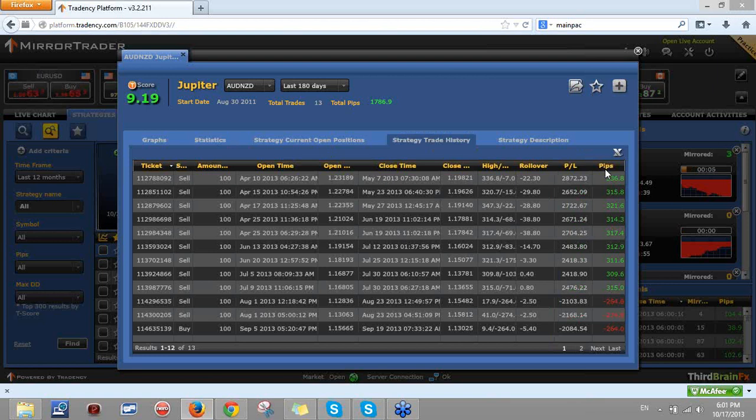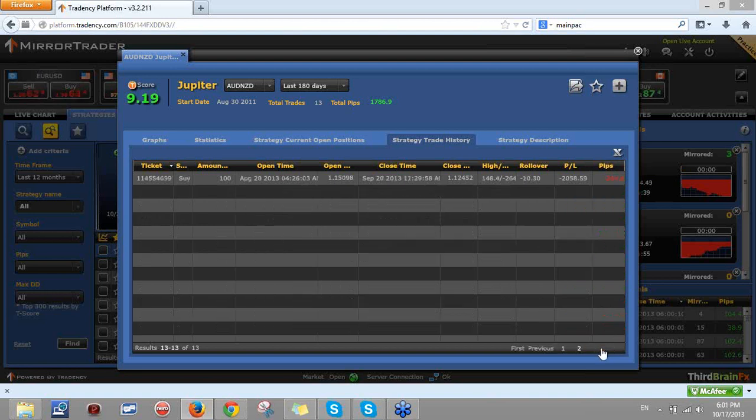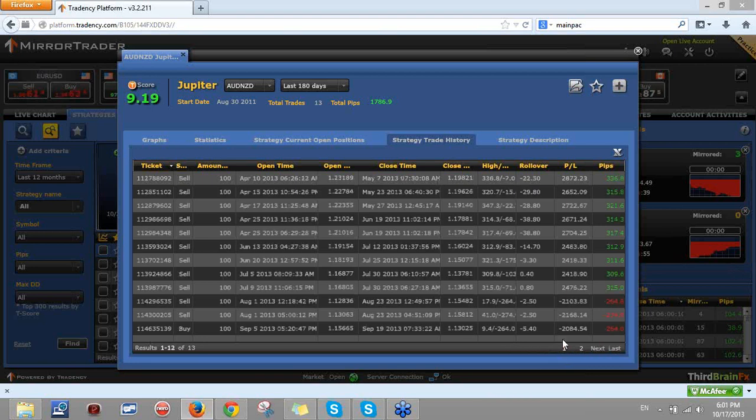We can see that on the first page most of the positions were closed with positive result. On the second page we only have one position closed. So the final conclusion is that most of the positions closed are positive, and I think it could be worth having this one in our portfolio. We will click Add to add this strategy to our portfolio.